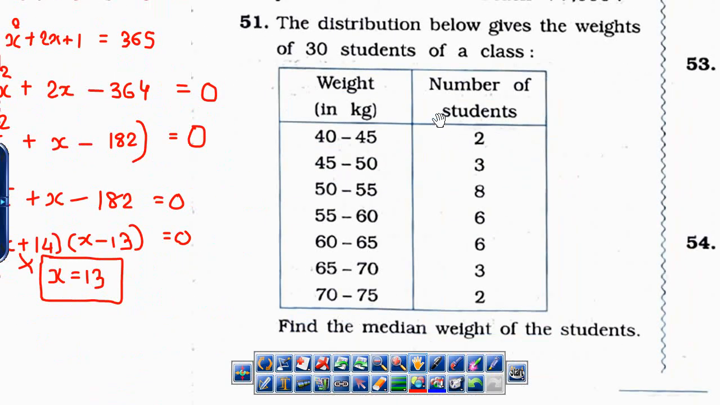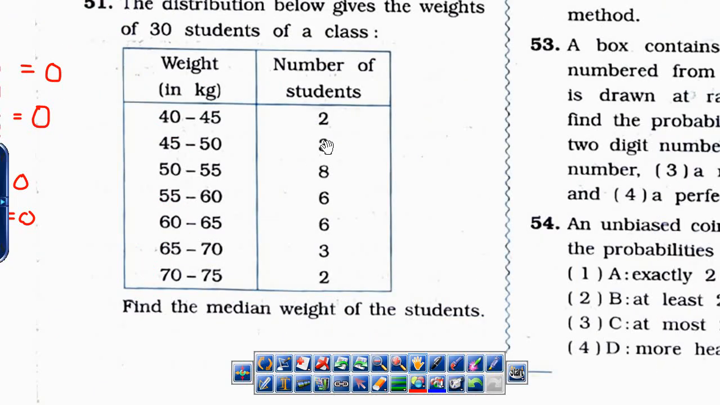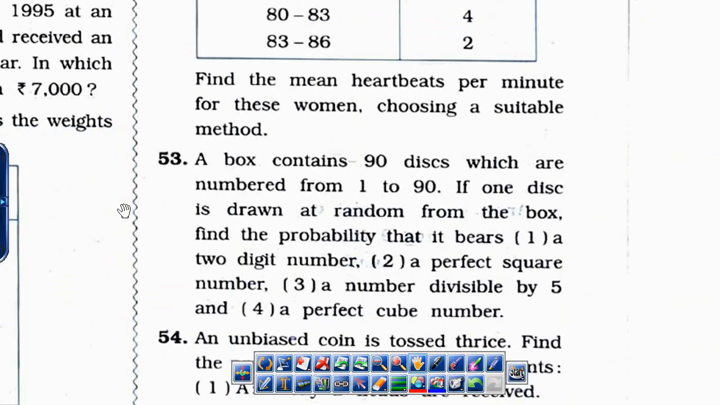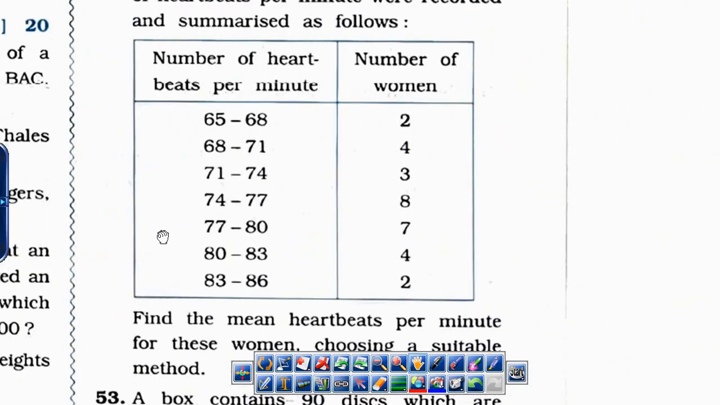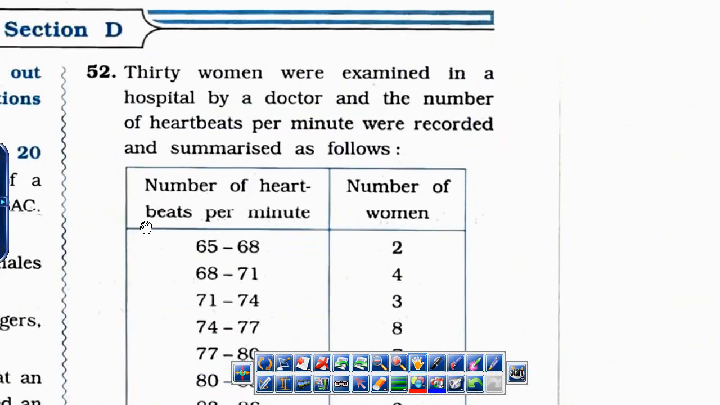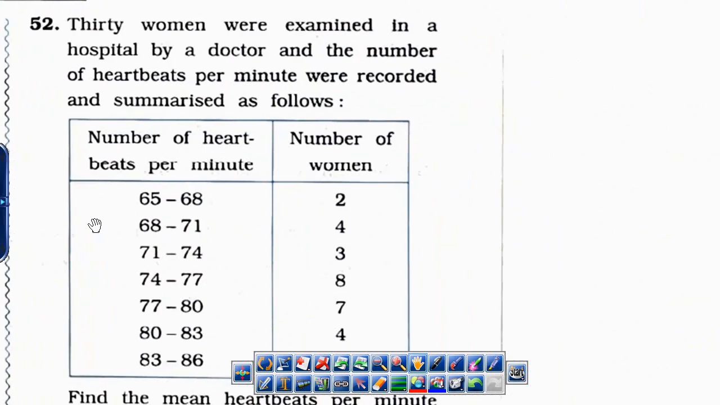Distribution below gives the wages of 30 students. Find the median. It's a normal sum. You know how to find the median. You can do it yourself. I will do only special sums. अगर कोई sum बहुत obvious है तो I will not solve it here.